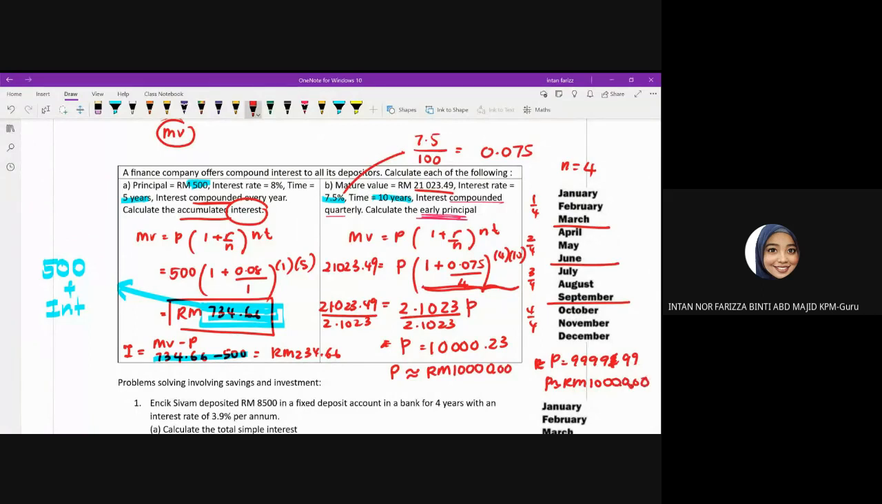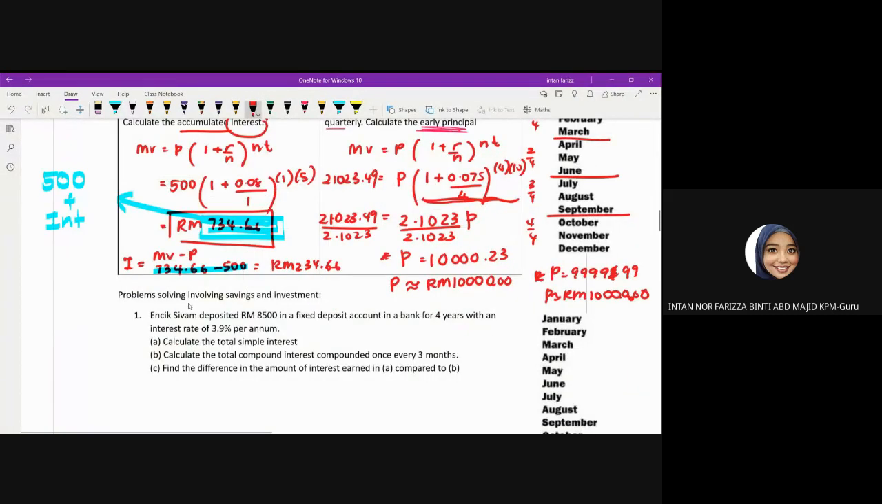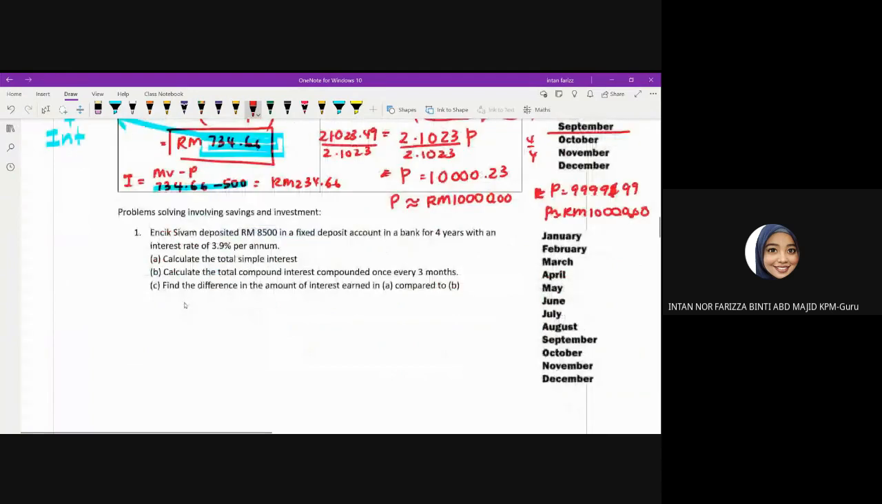10,000. Alright. Okay, so settle that part. We finished the basic concept of simple interest and also compound interest. Now let's look at the problem solving. Very, very important. Let's look at the question.